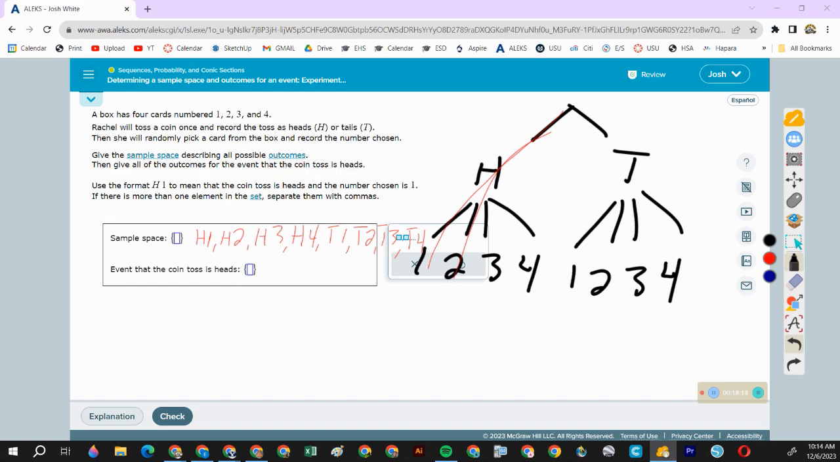Now, list every one of those that includes a heads. So that would just be H1, H2, H3, and H4. What if I said, tell me every one that contains a 3? That would be H3 and T3. Okay, last one.